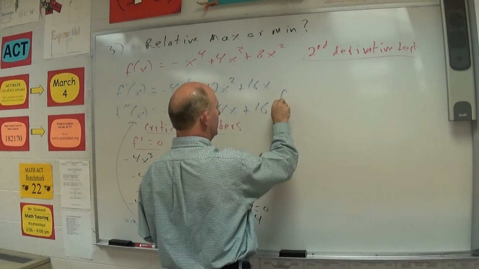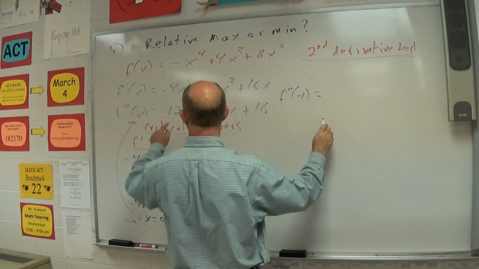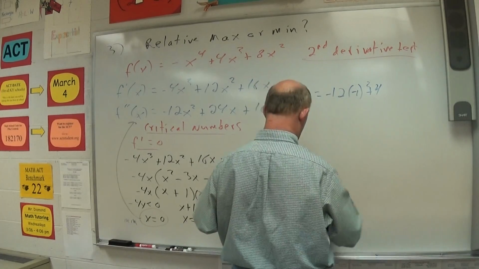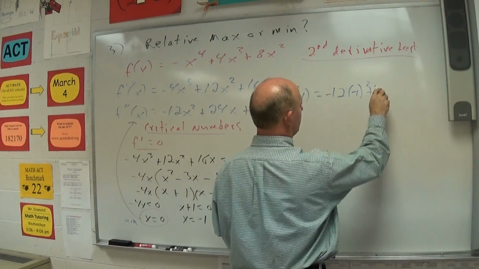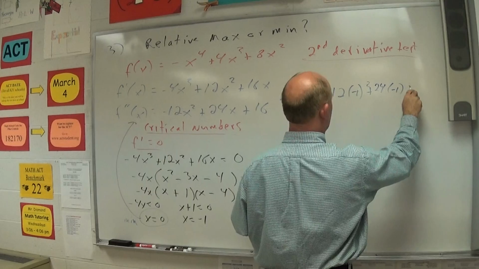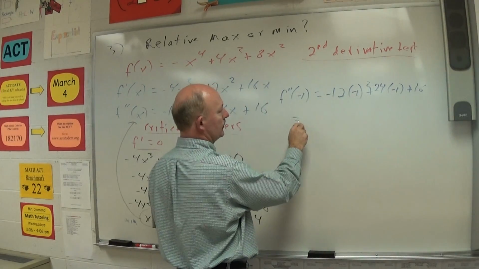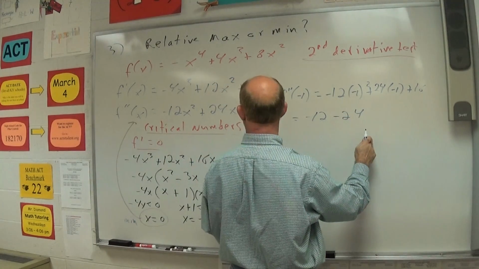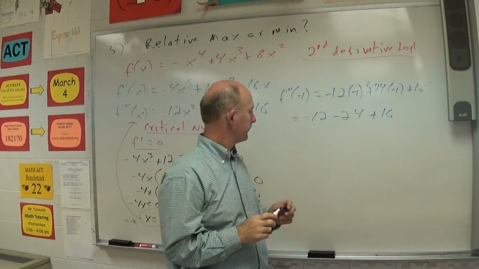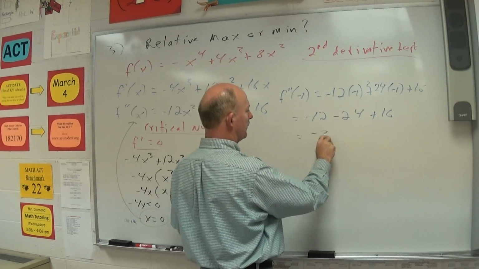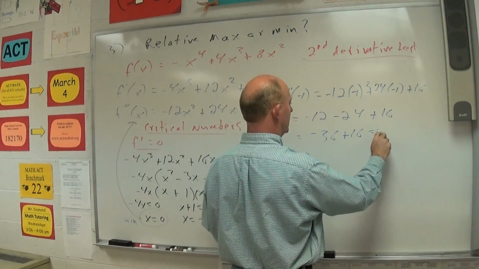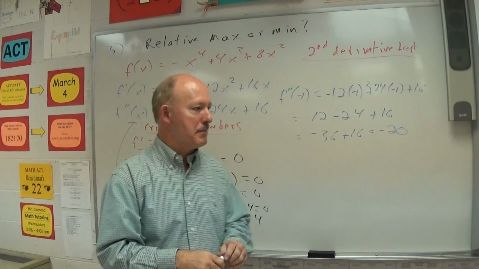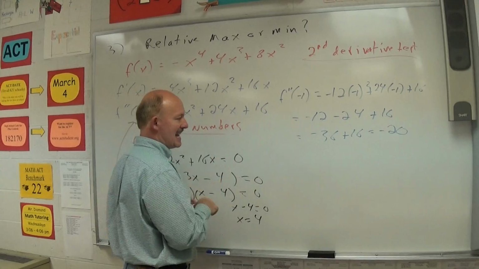So the second derivative at negative 1 would be negative 12 times negative 1 squared plus 24 times negative 1 plus 16. Let's see what we get here. Negative 1 squared is 1, so negative 12, minus 24, plus 16. This will give us negative 36 plus 16, which is negative 20. Remember, the actual number itself doesn't really matter. The only thing that matters is that it's a negative number.